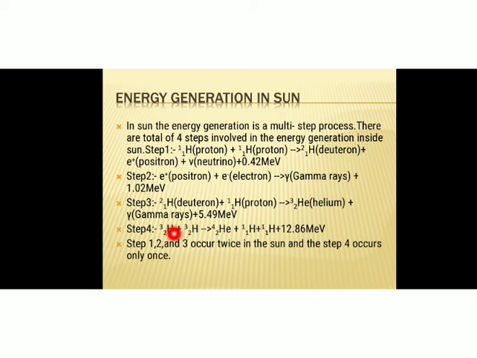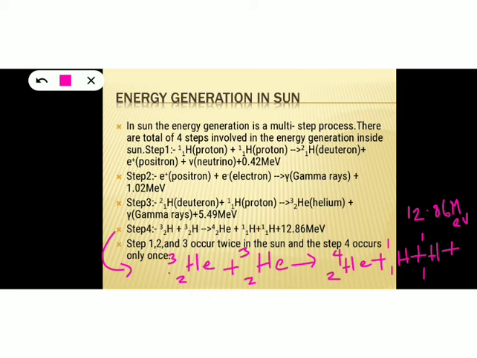In step 4, 2 helium nuclei, H, this is actually He. Okay, so here there is a mistake in step 4, children, that is helium. Not just H, it is He. So it is rewritten here: He23 plus He23. That means 2 helium nuclei combine to form helium nucleus 2He4 plus 1H1, which is a proton, plus 1H1, again a proton, plus 12.86 mega electron volt energy.